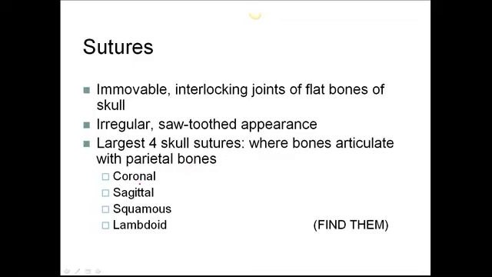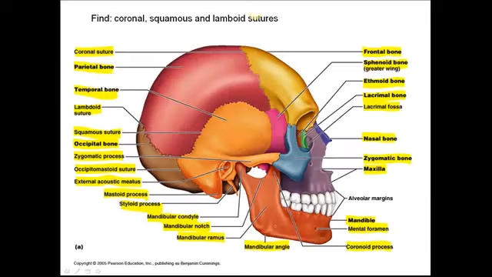The largest four that you'll be responsible for are the coronal, which would be on the coronal plane from ear to ear over the top of your head. The sagittal, front to back, that separates the two parietal bones. The squamous and the lambdoid, I'll show you. So here's the coronal. Here is the squamous. Squamous means flat. And here's the lambdoidal, between the two parietals and the occipital. See, there's another one here, occipitomastoid. It pretty much is self-explanatory.